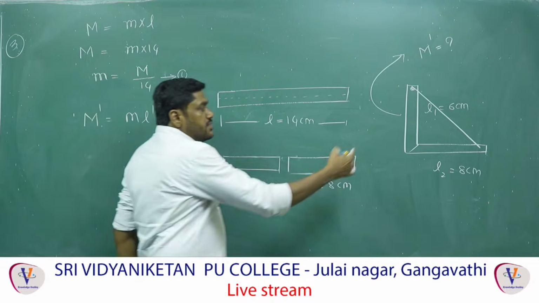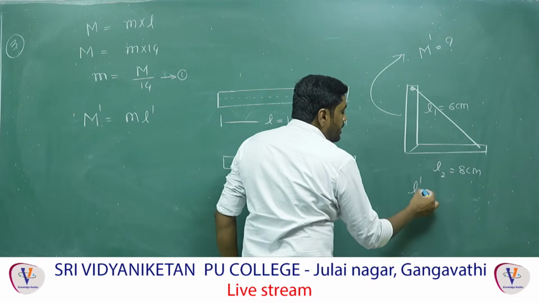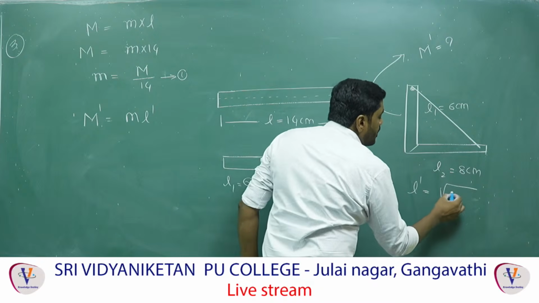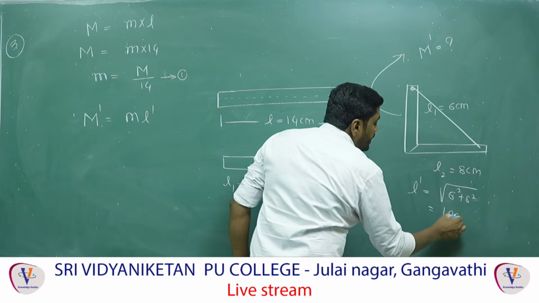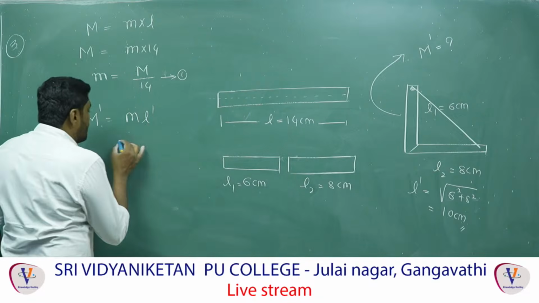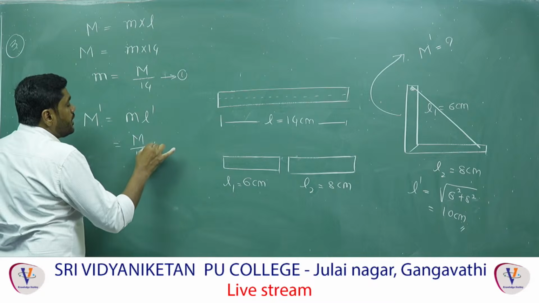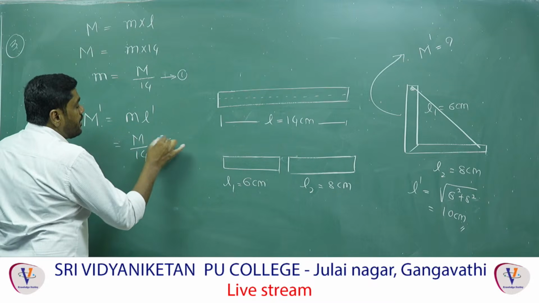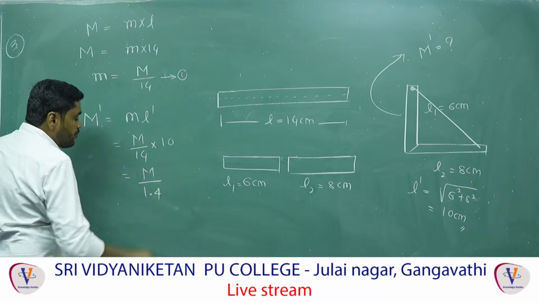In here, this is the 6 centimeter length, this is the 8 centimeter. Therefore, effective length L dash is equal to under root of 6 square plus 8 square, so it is equal to 10 centimeter, the effective length. And if you substitute that, we already found m is M by 14, into L dash equal to 10, and after simplification we will get M by 1.4 as the answer.